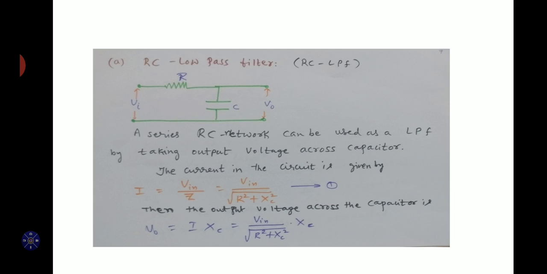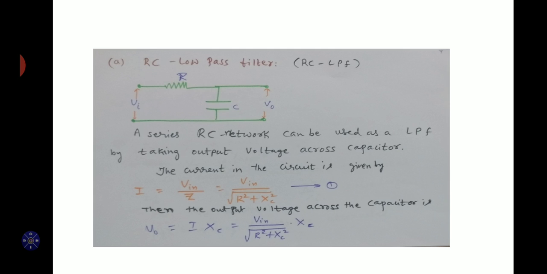As the frequency increases, the value of XC decreases because XC and F are inversely proportional. Therefore, as the frequency increases, the value of XC decreases and hence the output voltage also decreases. At very high frequencies, the value of XC is very small, such that the capacitor acts as a shorted terminal, and hence the output voltage will be 0.